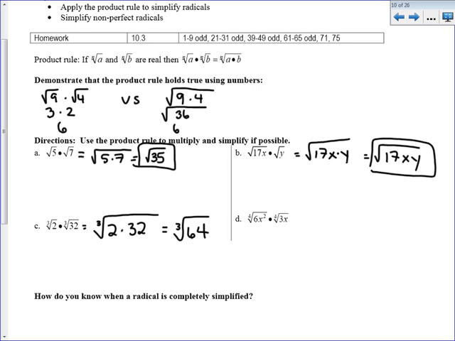The directions also say simplify if possible. Can I simplify the cube root of 64? Yeah, what's the cube root of 64? 4. Radicals are like fractions in that from now on, every time you have an answer, you've got to make sure it's simplified. That one's perfect, and in a little bit, we're going to get to the ones that aren't perfect and learn how to simplify those.